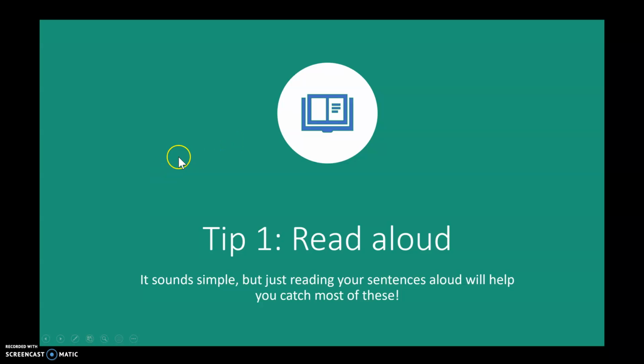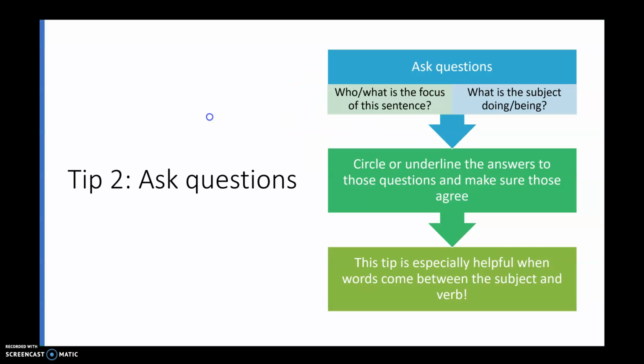So the first tip I have is to read aloud. I know it sounds really simple, but most of the time just reading your sentences aloud will help you catch most subject-verb agreement errors. So let's say you have the sentence, "love are good." Well, when you read that aloud, you're going to know that doesn't sound right. You're going to know that maybe I should go with "love is good" instead. Even if you don't know the full grammatical reason for it, go ahead and correct it and go with what sounds right. And on the off chance that what you think sounds right is wrong, then I'll make a note of it on your papers.